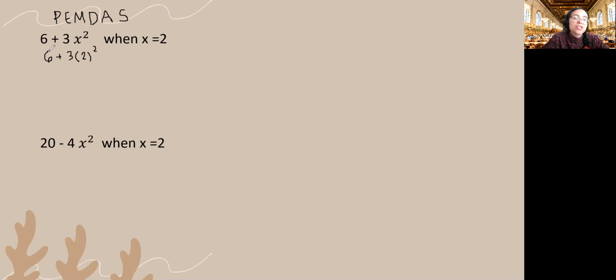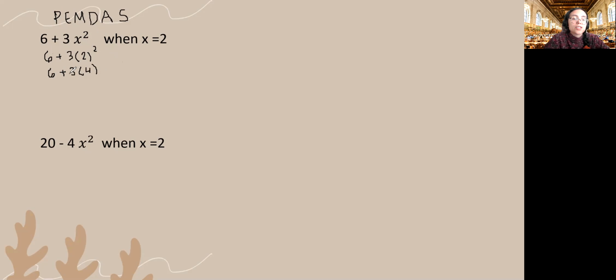Now I have addition, and I have multiplication, and I have this power. So I look up to my PEMDAS acronym, and I see that evaluating powers comes before multiplication. So I have to take care of this 2 squared. So I write 6 plus 3. I know that 2 squared, we said, is 2 times 2, so that's 4.